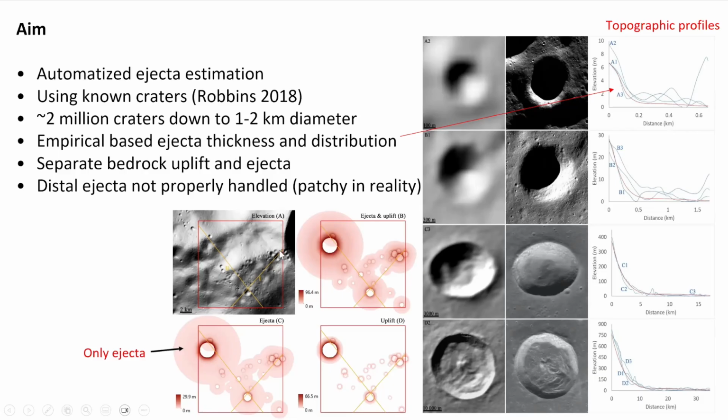Here you can see some further examples. This is a part of one of the Artemis landing areas, and here you can see the calculated thickness from the craters. Ejecta plus uplift, here only the uplift and here only the ejecta. So the ejecta is calculated for differently sized craters and then all of the coincided craters are summarized. There are many drawbacks and weaknesses of the model. For example, distal ejecta is not properly handled, it is patchy, and so on and so forth, as you know.